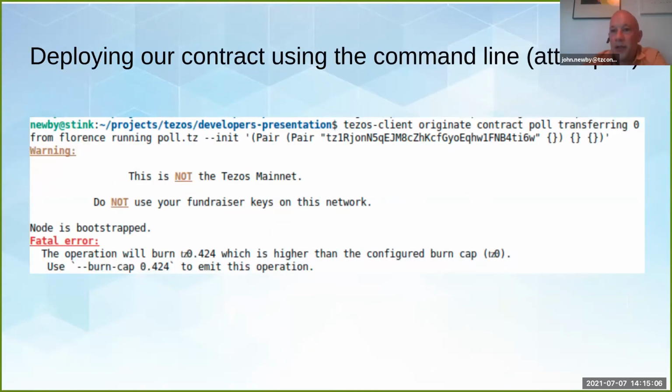So I just wanted to show this to show how we originate the contract on the blockchain. We use the Tezos client, which comes with the node, and we tell it to originate a contract. We give it the name poll, and we optionally transfer Tez to it. In this case, we transfer 0. We say that it's running the TZ code, which is Michelson, and we init it with the value that we got back from compile storage earlier. Because we're operating on the testnet, we get warned that we're not on the mainnet, and then we get a fatal error. Because we haven't told the command line that we're happy to burn stuff for storage, it refuses to do so, but it tells us how much short we are.